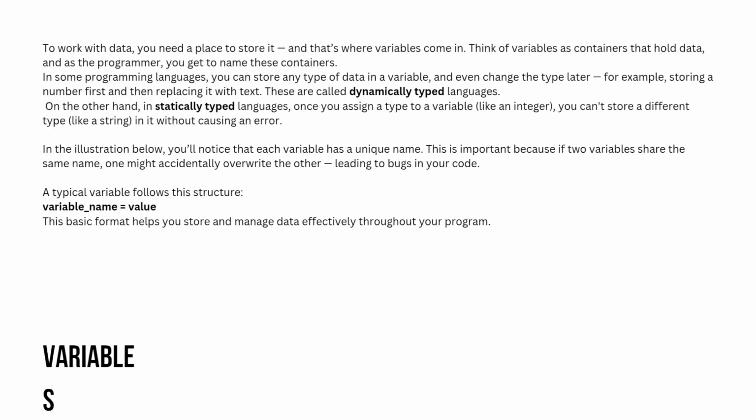To work with data, you need a place to store it, and that's where variables come in. Think of variables as containers that hold data, and as the programmer, you get to name these containers. In some programming languages, you can store any type of data in a variable, and even change the type later, for example, storing a number first and then replacing it with text. These are called dynamically typed languages. On the other hand, in statically typed languages, once you assign a type to a variable, like an integer, you can't store a different type, like a string, in it without causing an error.